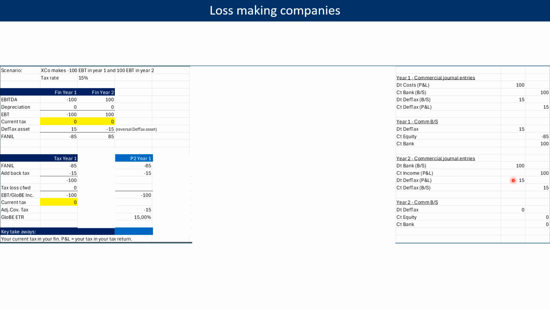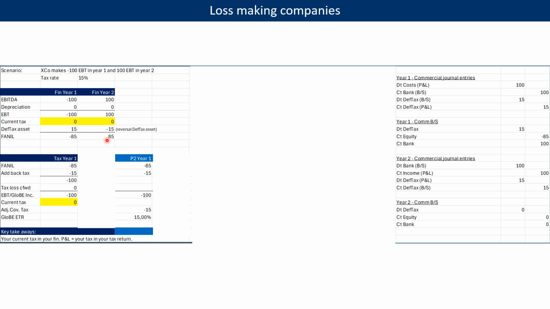Just like in our tax returns, we reverse our tax loss carry forward. And that then will be a debit of 15 tax costs going through the P&L and a credit of 15 against your tax asset. And then if we look at the numbers here, we've got an EBITDA of 100, we've got an EBT of 100. We reverse our deferred tax asset because we had a plus 15 in the previous year, we'd have a minus 15 in this year.